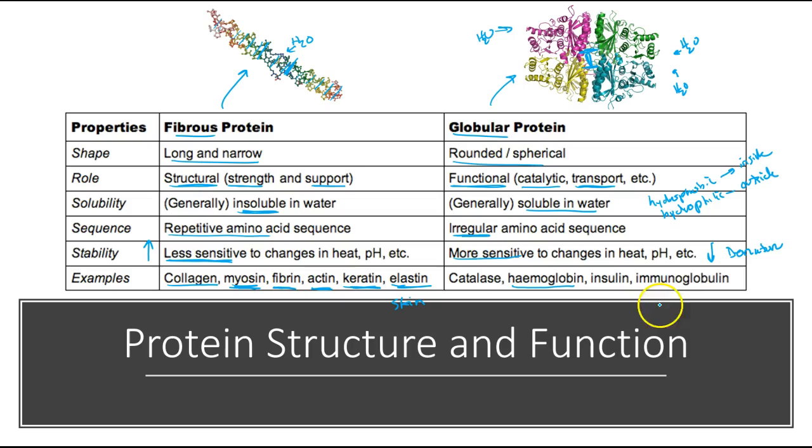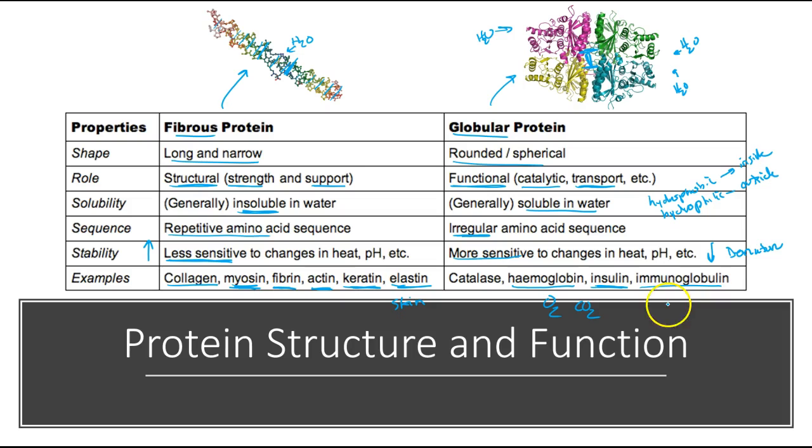On the globular protein side, we have several examples as well. I've already outlined what hemoglobin is. Hemoglobin, remember, is the main protein in blood that allows for O2 and CO2 to be transported to and from the cell. Insulin is a globular protein. It is a hormone.